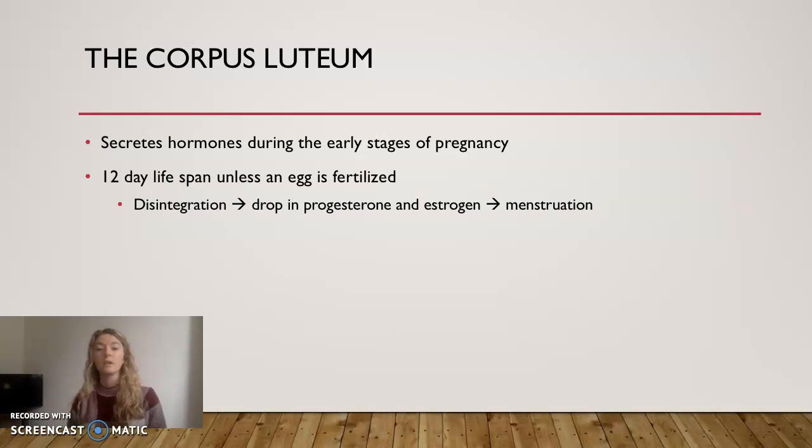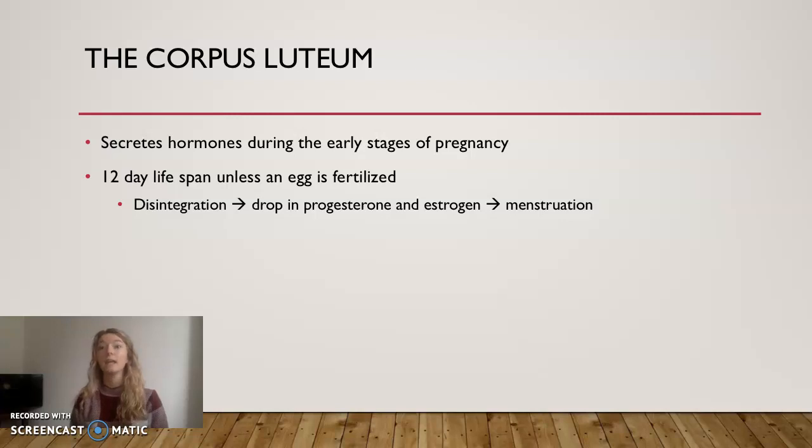The corpus luteum can only survive for about 12 days unless an egg is fertilized. If an egg is not fertilized, the corpus luteum will disintegrate. This disintegration causes a drop in both estrogen and progesterone levels. This in turn results in menstruation and the excretion of the embryo from the body. If the embryo exits the body during menstruation, the pregnancy cannot continue.